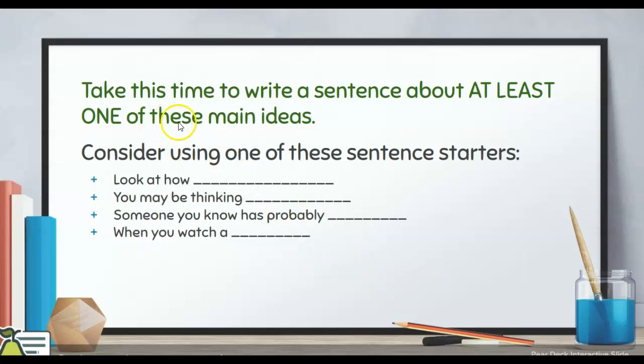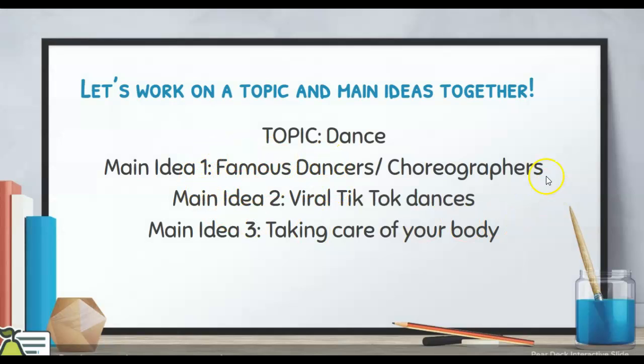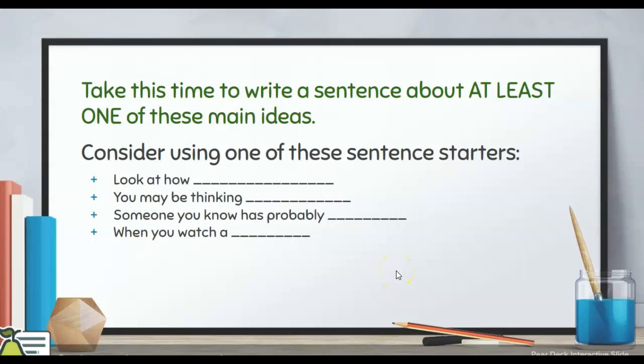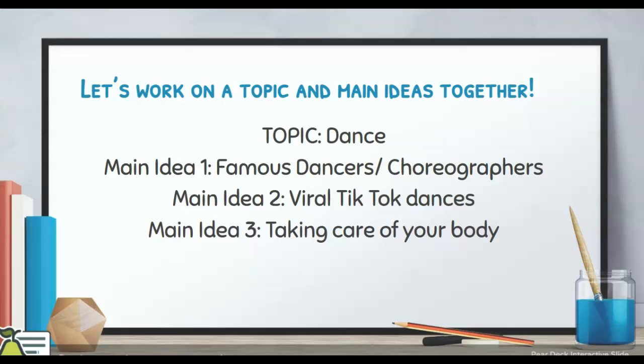So we're going to take this time to write a sentence about at least one of these main ideas. You might use one of these sentence starters, like look at how, or you may be thinking, or someone you know has probably, or when you watch a. You're going to go back and choose one of these main ideas and create a main idea sentence, a full sentence, and you of course can use any of these sentence starters. So pause and write down the sentence starter that you want and then create a main idea from these topics.